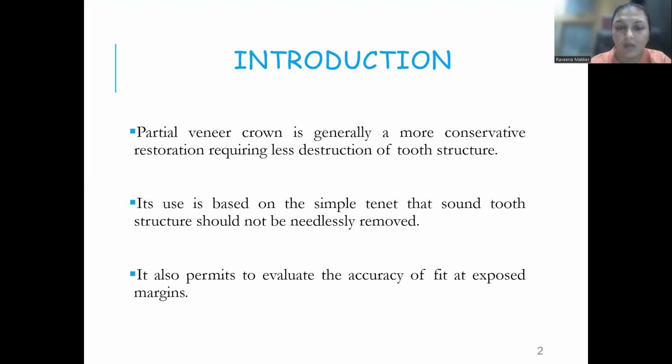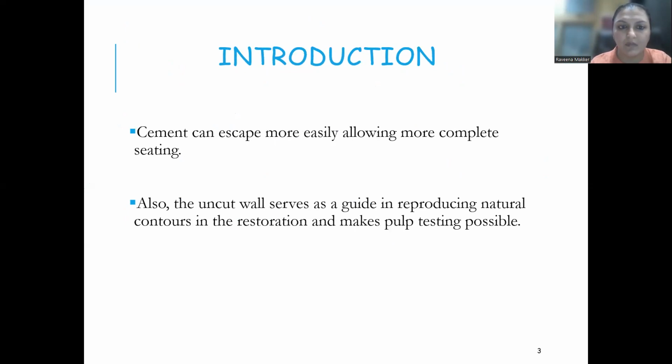The topic of my presentation today is partial veneer crowns. A partial veneer crown is generally a more conservative restoration requiring less destruction of tooth structure. Its use is based on the simple tenet that sound tooth structure should not be needlessly removed. It also permits evaluation of the accuracy of fit at exposed margins.